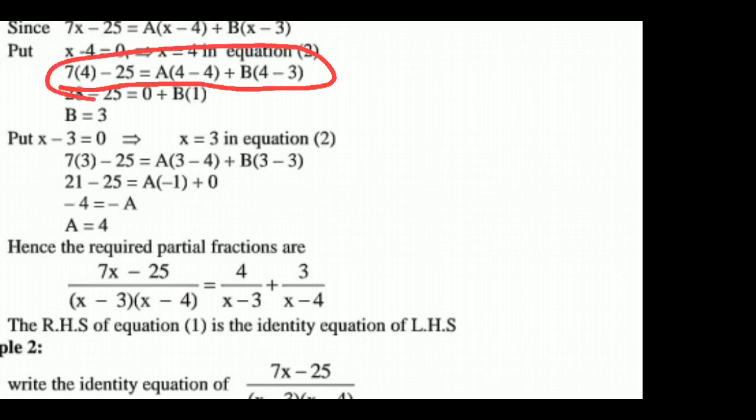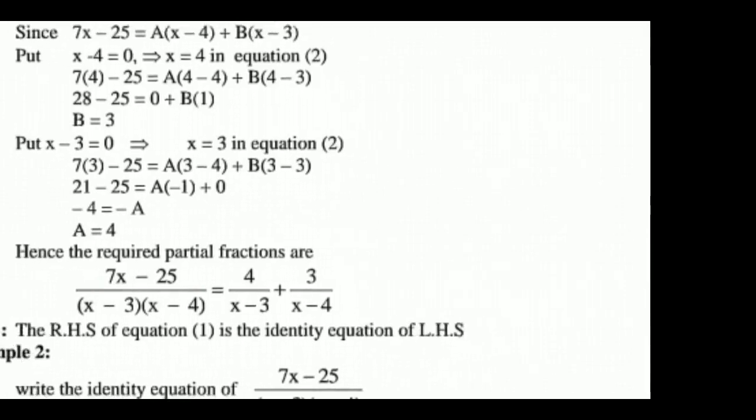Now solve this equation. 7 into 4, 7 fours are 28, minus 25 equal to a as it is. What is 4 minus 4? 4 minus 4 is 0. 0 into a is 0. That is why I have taken 0 here. Plus b as it is. What is 4 minus 3? 1. So 1 into b is b, 0 into a is 0, and 28 minus 25.